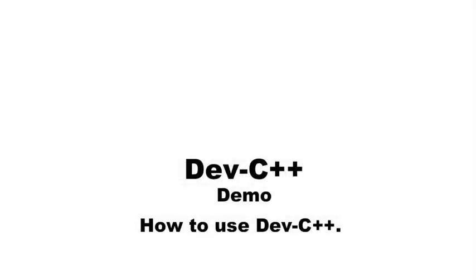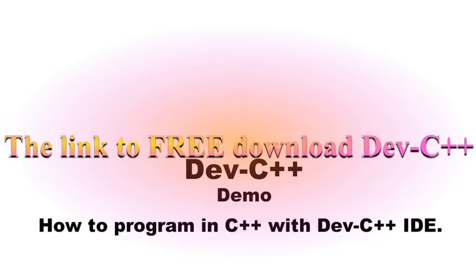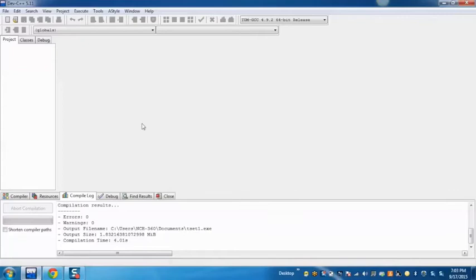I'm going to demonstrate how Dev C++ works. Dev C++ is a full-featured IDE that uses either MinGW or GCC as the underlying compiler for programming in C and C++. So today we'll demonstrate how to do programming in C++ with the help of the Dev C++ IDE. So let's start. This is our application in which we will do the programming.